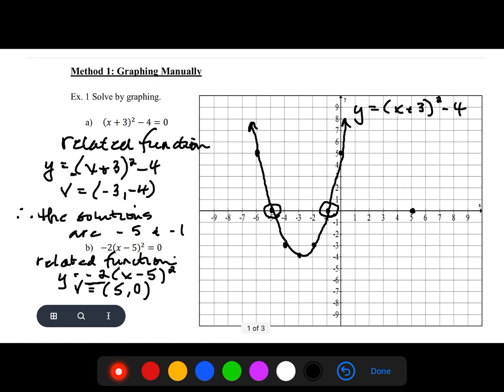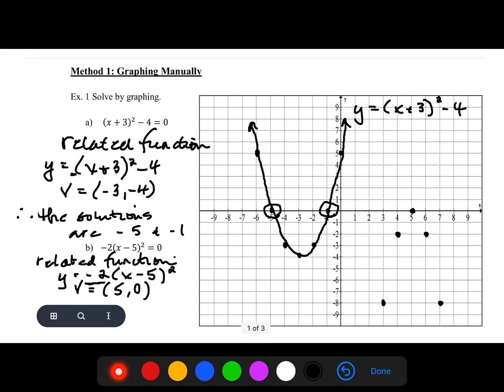So we are going to be opening down from our vertex, and we're also going to have a stretch by a factor of 2, which means that we're going to go over 1, down 2 on either side of our vertex, over 1, down 6 on each side of those points.